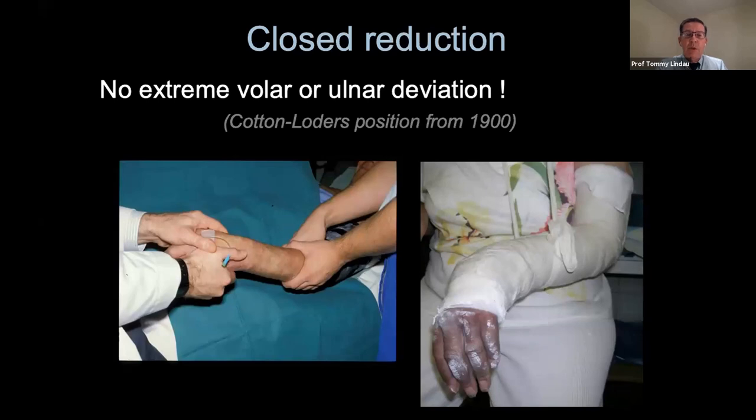Some people even use a fulcrum of some sort to reduce the fracture. But what we don't want is a patient coming from A&E with an extreme flexion or ulnar deviation of the wrist, as on the right-hand slide. That is the starting point to a disaster.